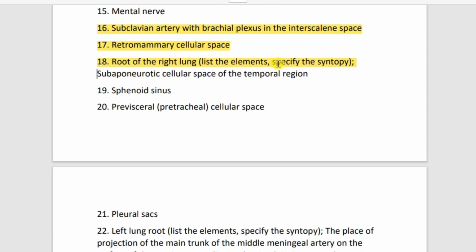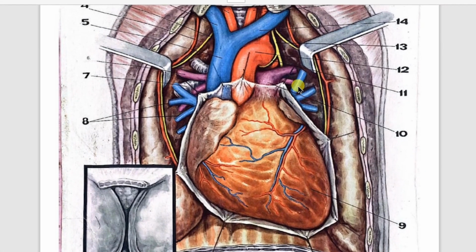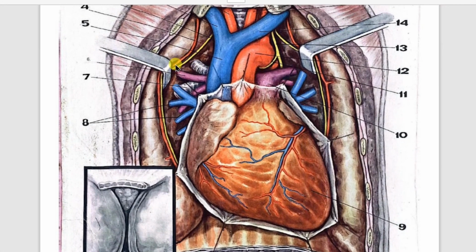So let's see first of all the root of the right lung, what is it? As you can see here, this is your right lung and this is the root of the right lung. It is located on the mediastinal surface where the hilum is located. So what is the hilum? The hilum is a structure through which many structures pass to the lungs. It includes the bronchus, pulmonary arteries, veins, other bronchial vessels, nerves, and lymph nodes.